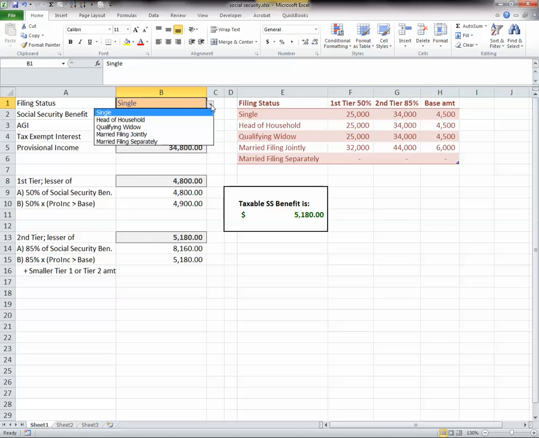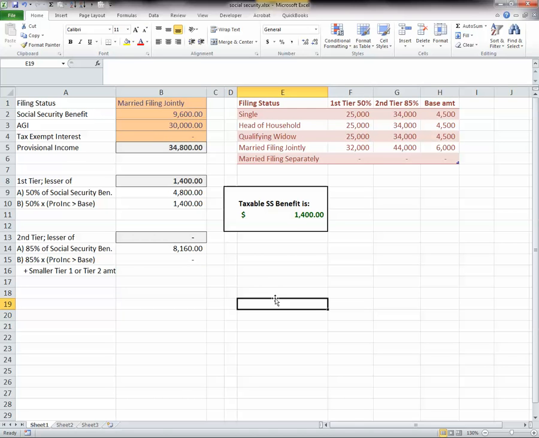Well, if you are married, filing jointly, notice how that changed, because now we're using this row here. So the provisional income is under tier 2, so it uses the tier 1 calculation. And tier 1 calculation is the lesser of 50% of Social Security benefit, which is that, or 50% of the provisional income over the base, is that. 34,800 minus 32,000, and then you multiply that by 50%, so it's 1,400. So that's how the calculator works.